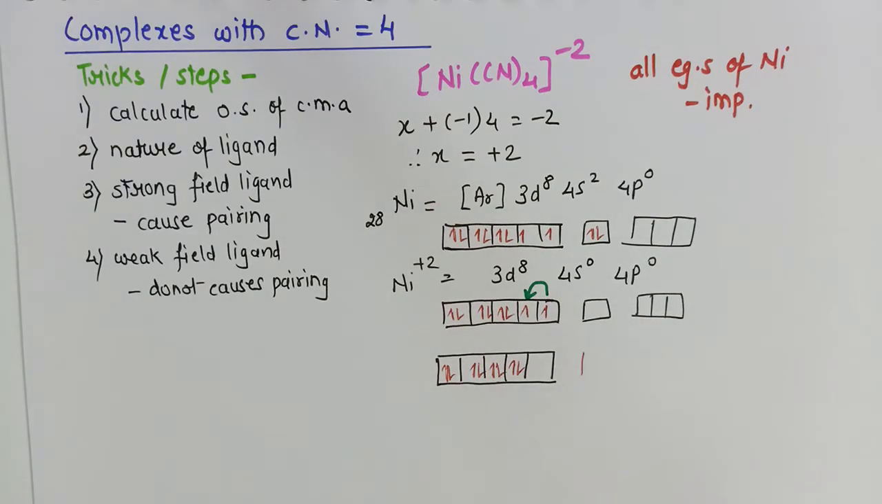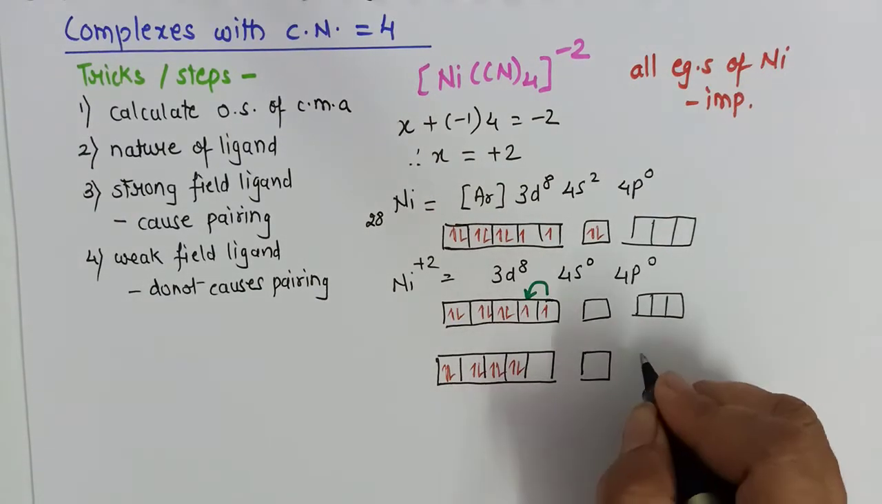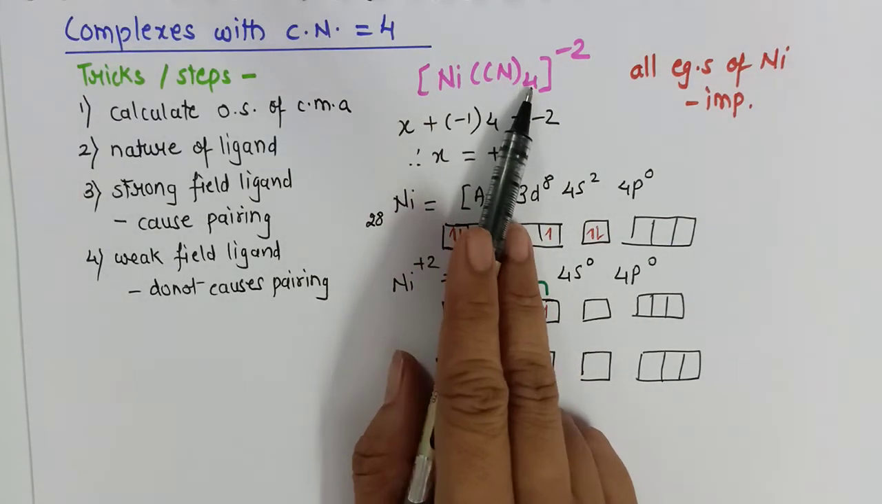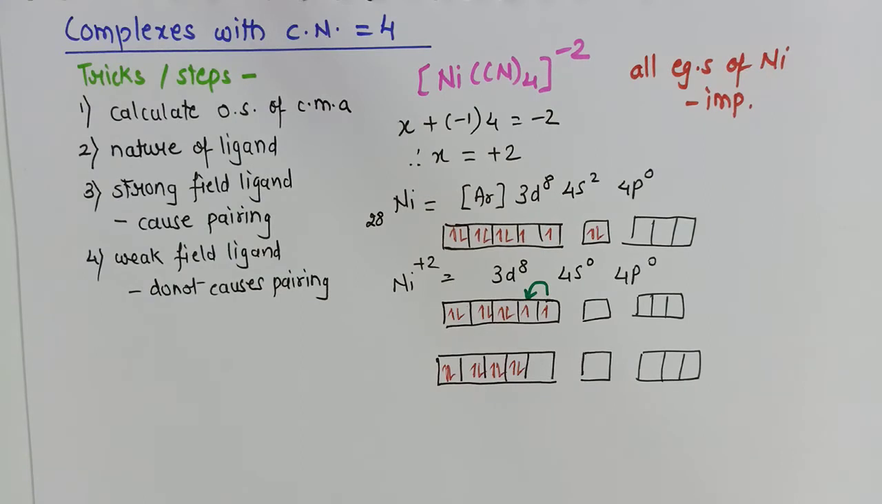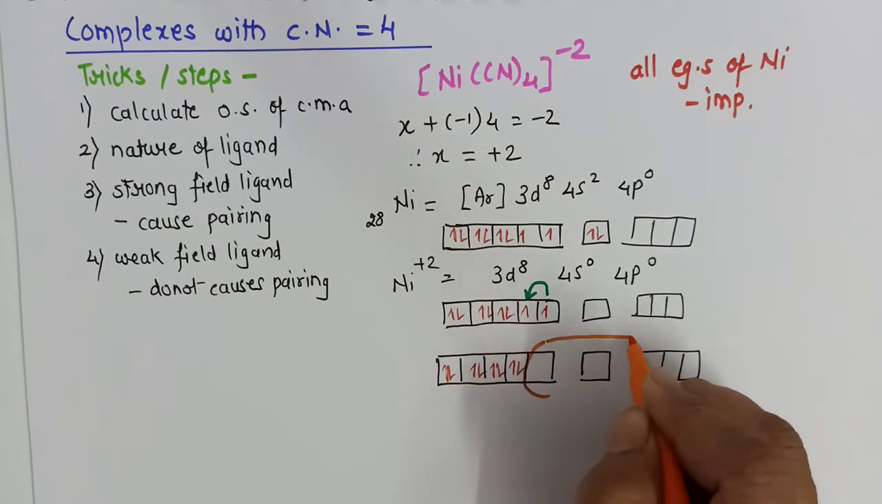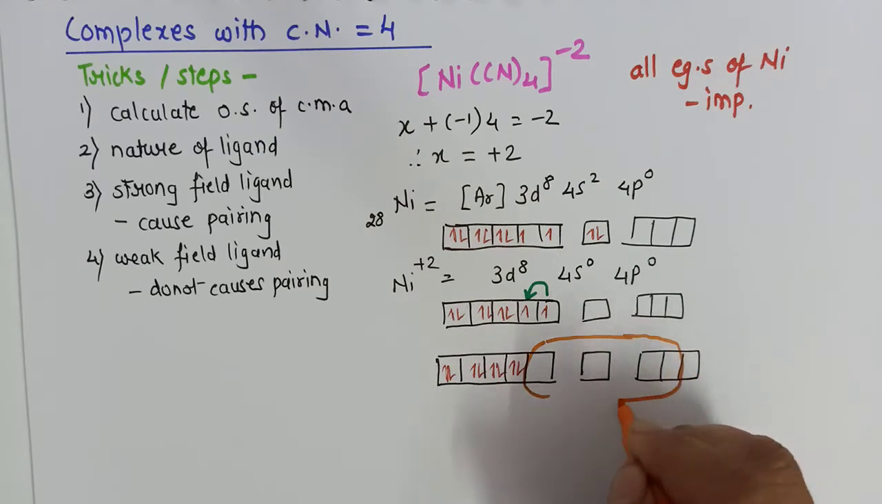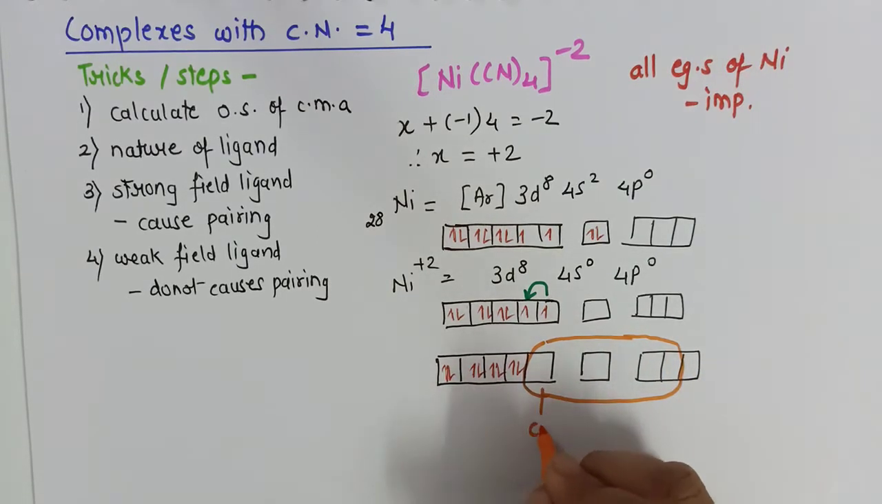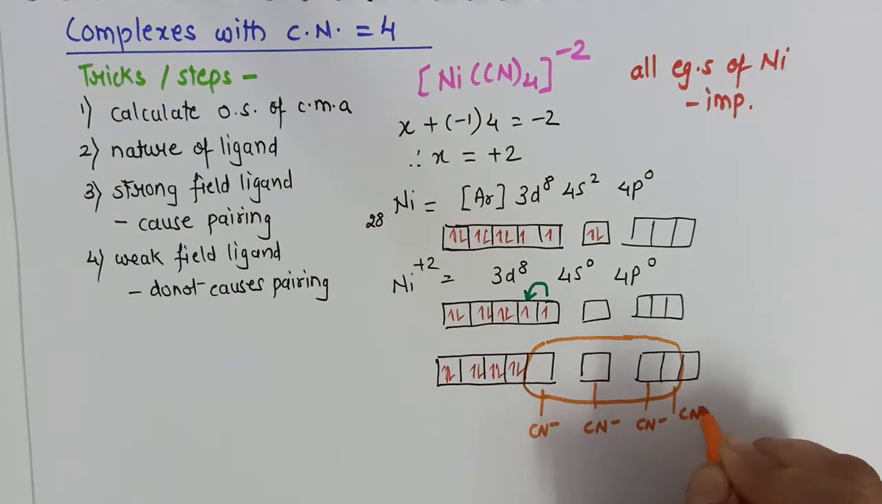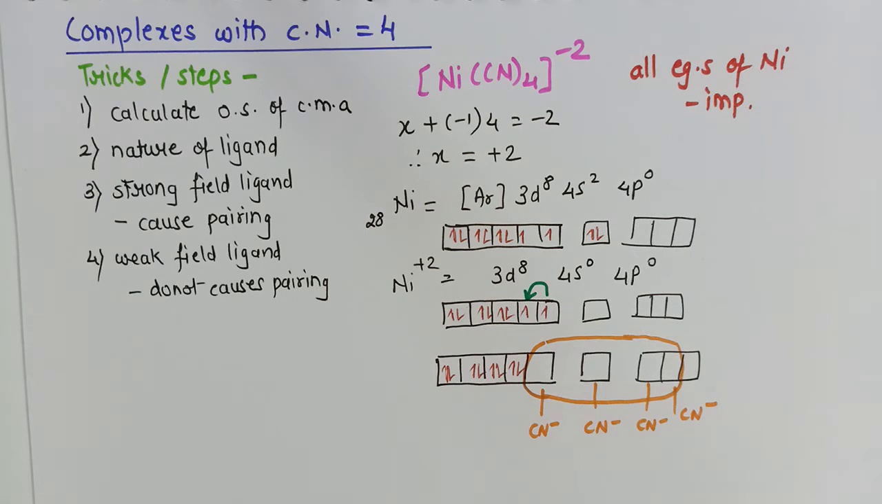4s remains vacant. 4p remains vacant. A total of 4 ligands are approaching, so we need 4 orbitals. Each cyanide ligand will give its lone pair of electrons. And this dsp2 hybridization will take place. In each orbital, each cyanide will donate 1 lone pair. Got it? So I will say it's a dsp2 hybridization.